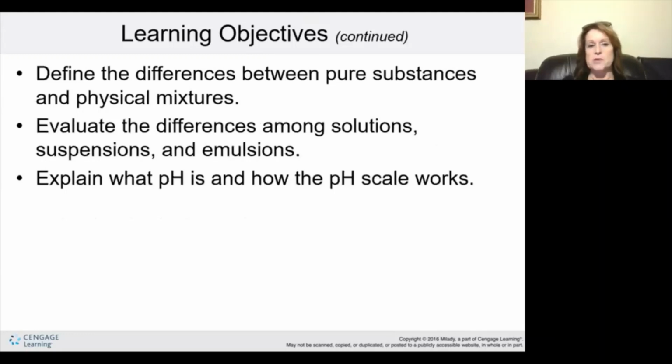Also, define the differences between pure substances and physical mixtures. Evaluate the differences among solutions, suspensions, and emulsions. Explain what pH is and how the pH scale works.